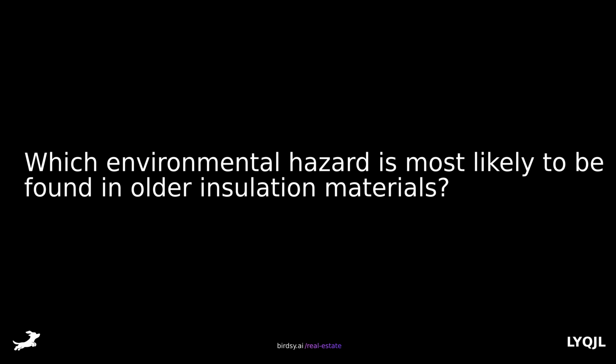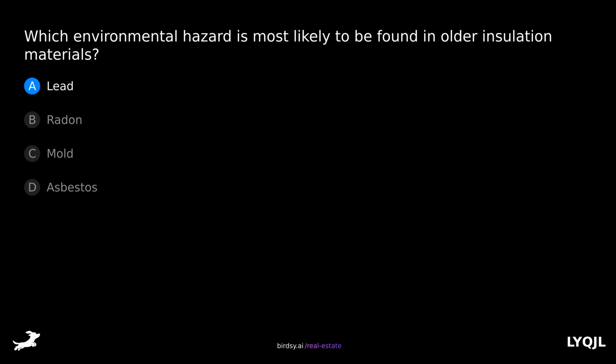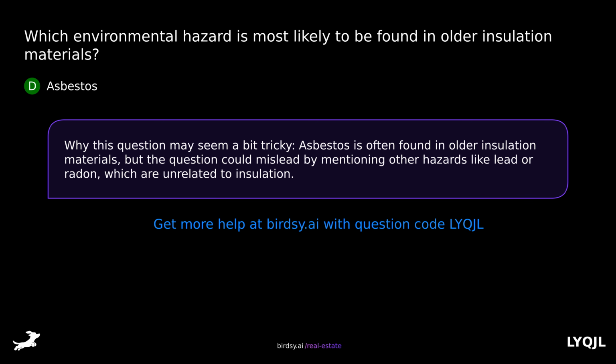Which environmental hazard is most likely to be found in older insulation materials? Is it A, lead? B, radon? C, mold? Or D, asbestos? The answer is D, asbestos. Why this question may seem a bit tricky. Asbestos is often found in older insulation materials, but the question could mislead by mentioning other hazards like lead or radon, which are unrelated to insulation.